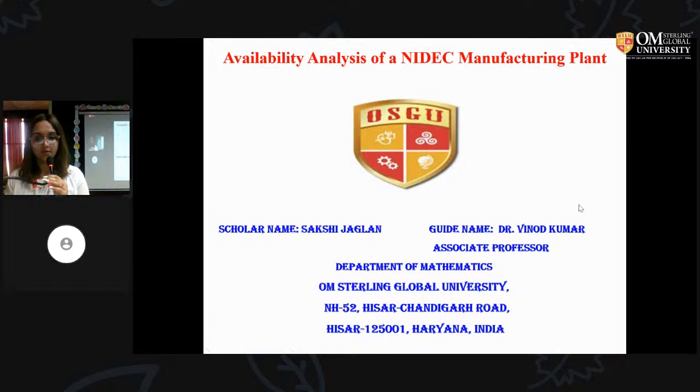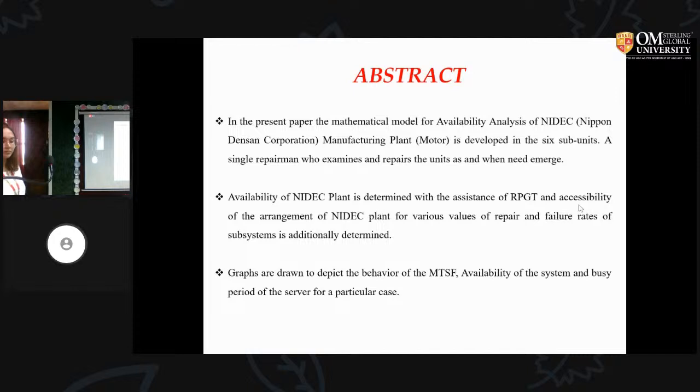Sure, ma'am. Good morning, everyone. My name is Sakshi, and my guide name is Dr. Vinod Kumar. My topic is availability analysis of a NIDAC manufacturing plant. In the present paper, the mathematical model for availability analysis of NIDAC manufacturing plant is developed in the six subunits. I'll tell you about six subunits in the further slides.